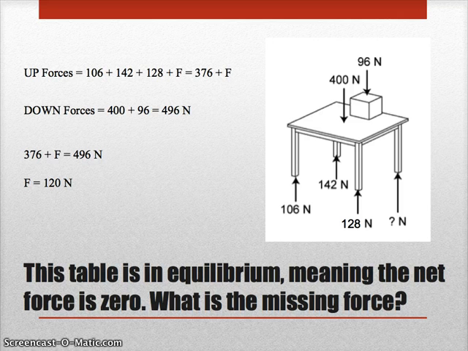Again, this is an object that's in equilibrium, meaning that it either remains not moving at all, or it remains moving at a constant speed. That's what equilibrium means. The motion remains constant.